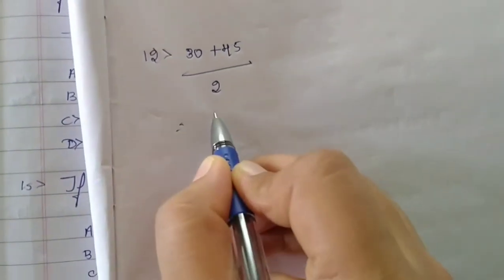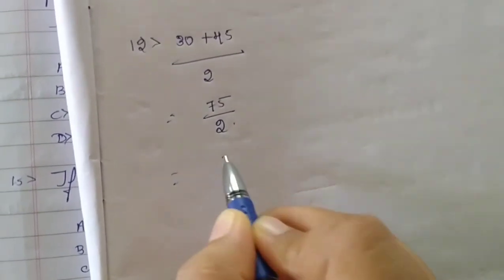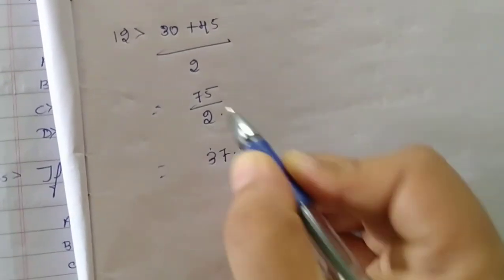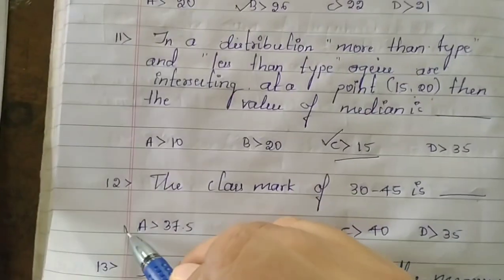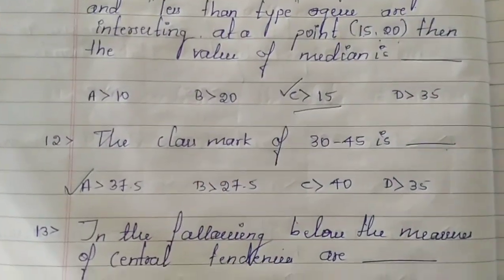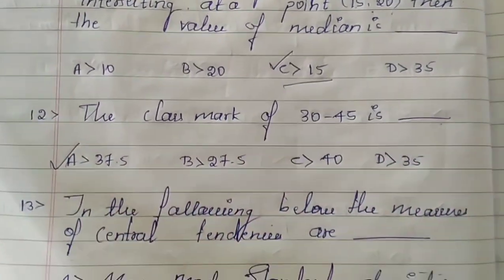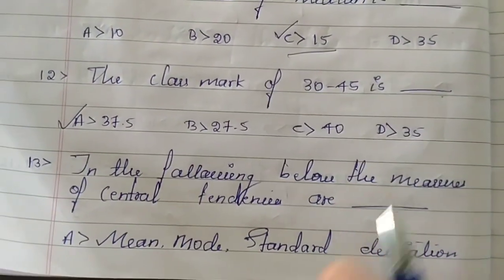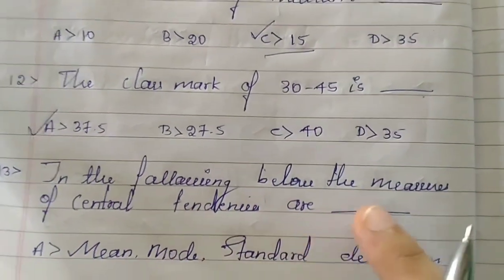So this will be equal to 75 divided by 2. When you divide 75 by 2, you get 37.5. Therefore the correct answer is option A. The class mark of 30 to 45 is 37.5. Next one, in the following below, the measures of central tendencies are.